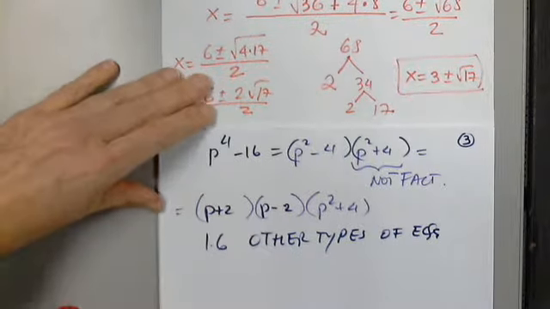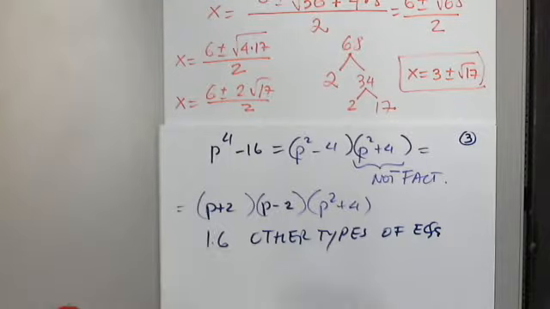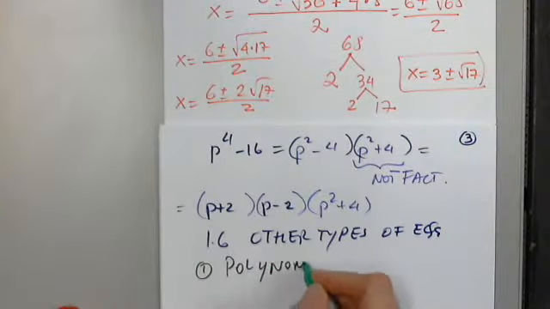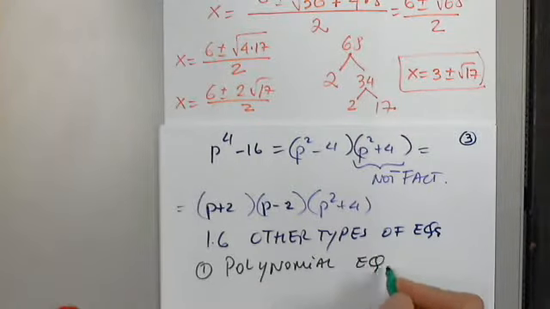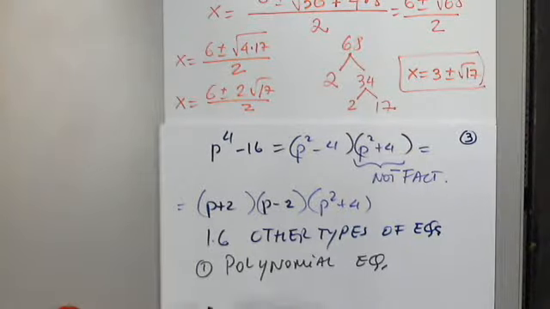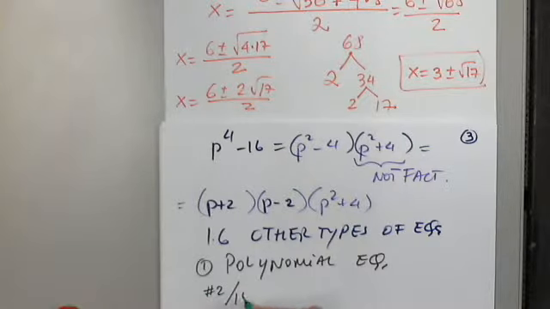Okay, other types of equations. We have so many different types. So here's number 1, polynomial equations. So I'm just going to go ahead and pick a problem on page 185. Let's start with problem 2, which reads 5x to the fourth minus 20x squared equals 0.